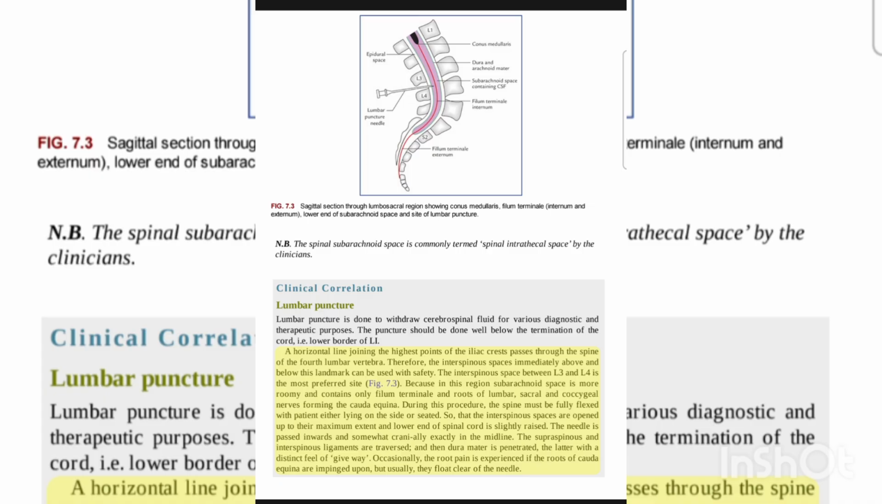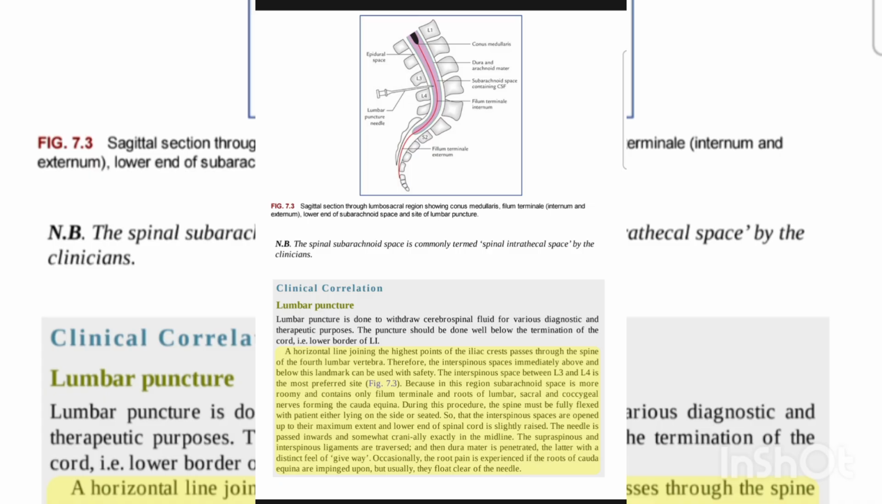The interspinous space between L3 and L4 is the most preferred site, Fig. 7.3. Because in this region subarachnoid space is more roomy and contains only filum terminale and roots of lumbar, sacral and coccygeal nerves forming the cauda equina. During this procedure, the spine must be fully flexed with patient either lying on the side or seated, so that the interspinous spaces are opened up to their maximum extent and lower end of spinal cord is slightly raised.